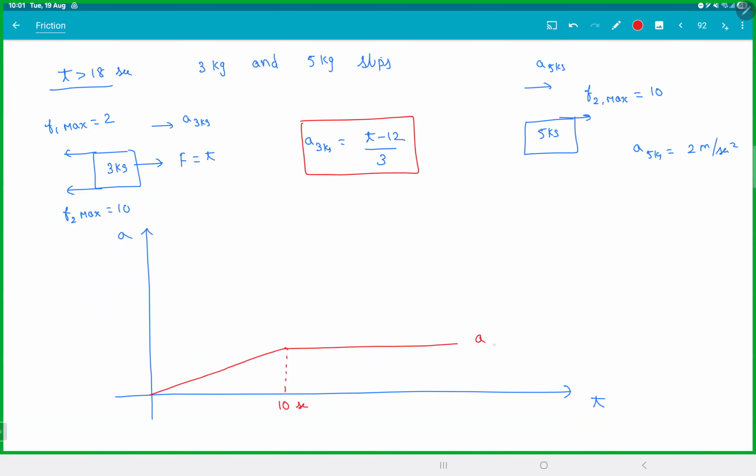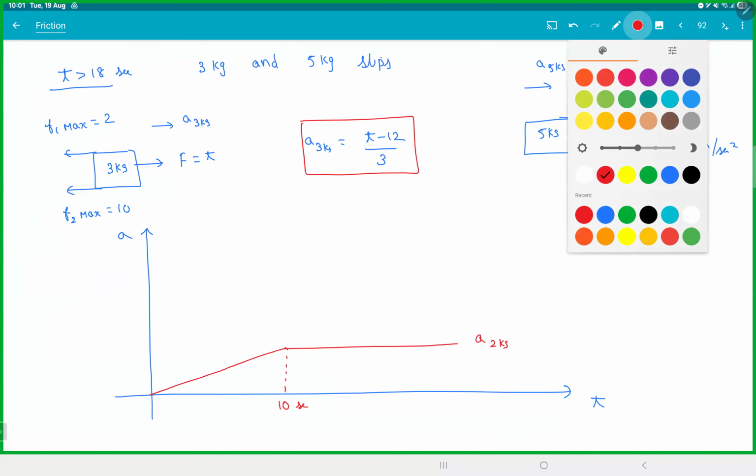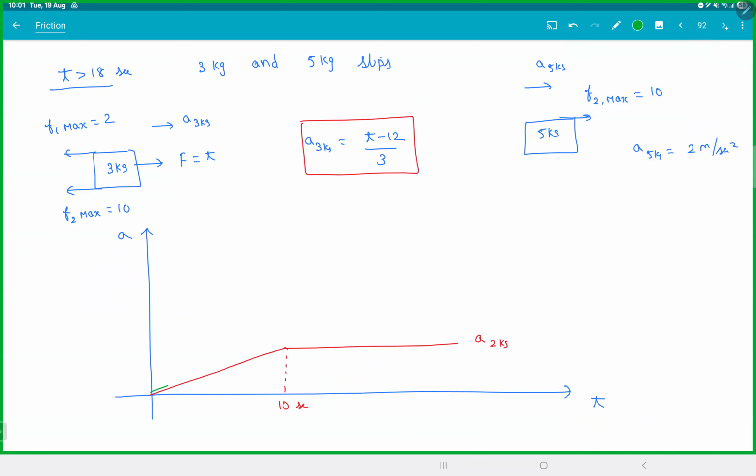This become constant. This is a 2 kg block. Then it increased. This became constant. This is a 5 kg block. This is your 3 kg block. So there'll be 2 times the graph curve will change. This is theta 1, this is theta 2, this is theta 3.